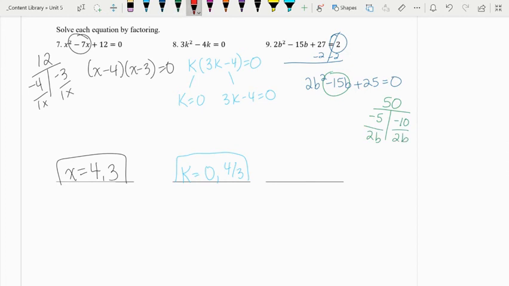Remember, if we can simplify, we should. And we can simplify the 10 and 2. They're both divisible by 2. So this is negative 5 over b. The negative 5 over 2b can't be simplified, so we just rewrite it. 2b minus 5 and b minus 5. If we solve, b is going to be 5 halves and 5.